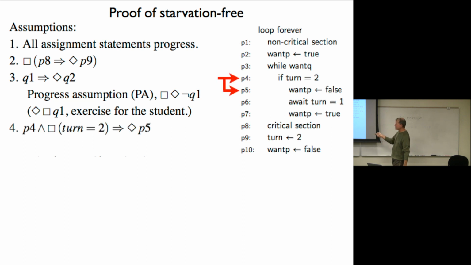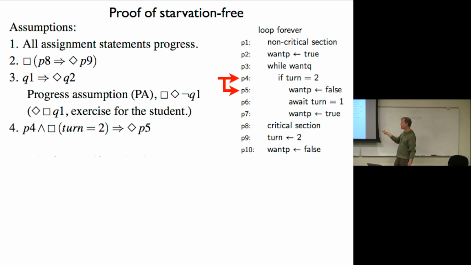Okay, and now the fourth assumption is P4. Now check this out. P4 and always turn equals 2 implies eventually P5. Now let's unpack this. What does P4 mean? That means here, this arrow, we're at P4 and we have always turn equals 2. So here we're at P4, and if we always have turn equals 2, right? That implies eventually what? We'll eventually get to P5. Because what is P4? If turn equals 2, right?